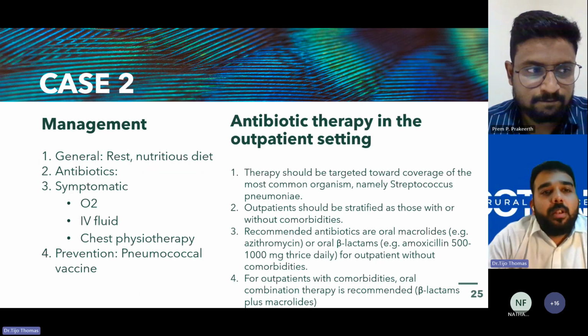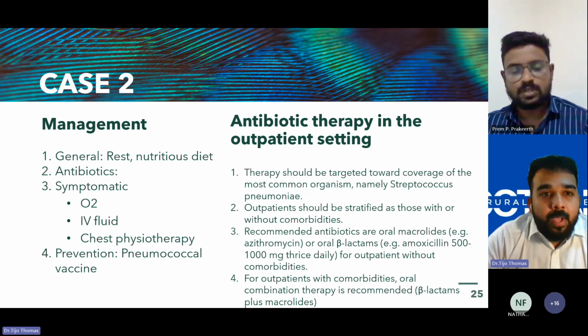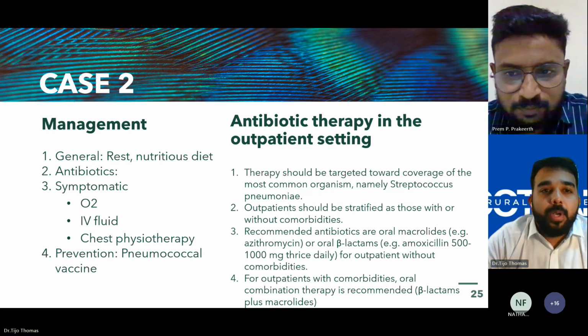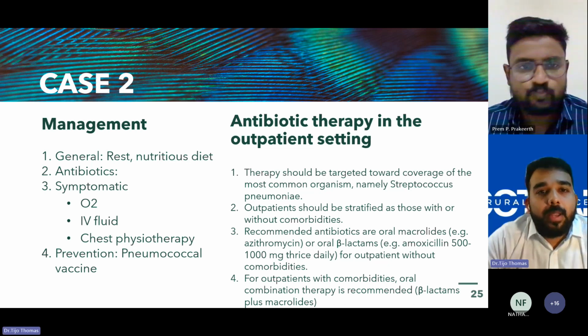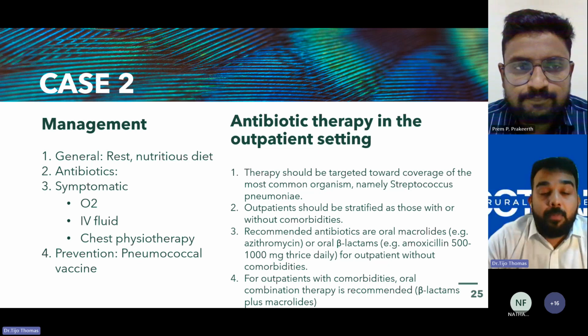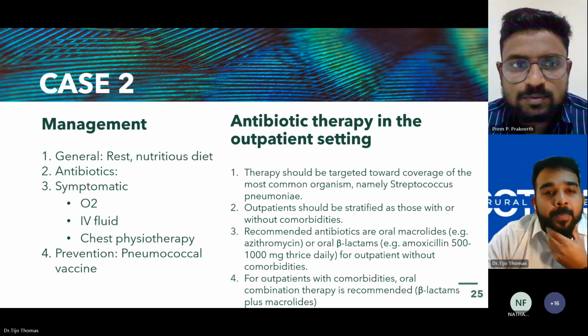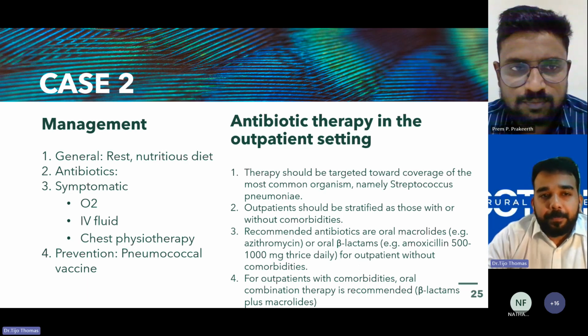So going to management, we'll have general management. We'll be giving the patient adequate rest and a nutritious diet, and the main treatment would be antibiotics. Other symptomatic management will be providing oxygen support, IV fluids, chest physiotherapy, etc. For antibiotics, we prefer an oral macrolide like azithromycin for 3 days, and for a mild pneumonia we can also give beta lactams as well. But this depends from center to center and the severity of the condition. So this is a very basic way to tell, but the management depends on the severity of the condition.